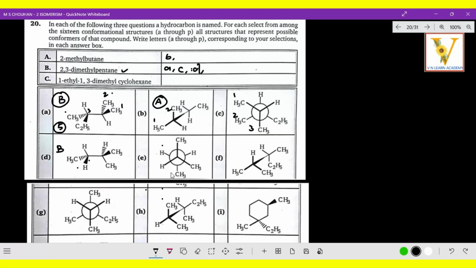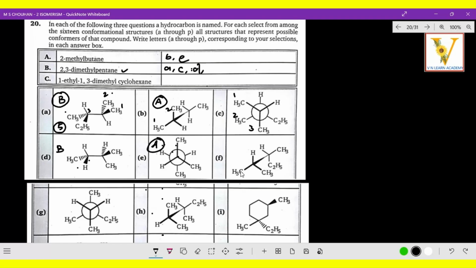Okay, now next one. Here also you see CH3, the front carbon CH3, and back carbon CH3, CH2. So that means how many carbons are there? 1, 2, 3, and 4. That means 4 means it's a butane, right? So 2-methyl butane. So that means this is A, right? So that means here E, right?